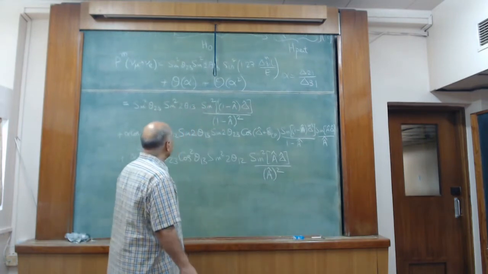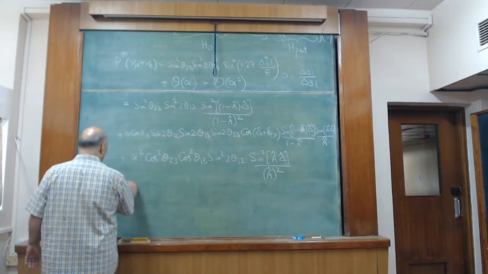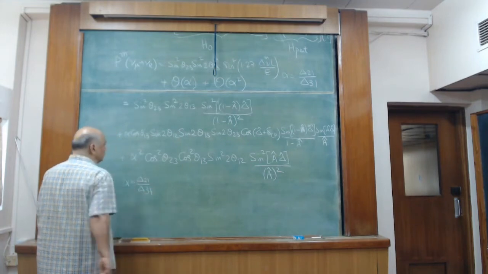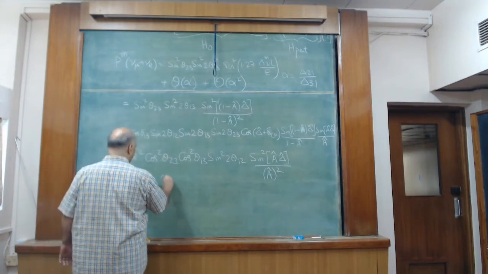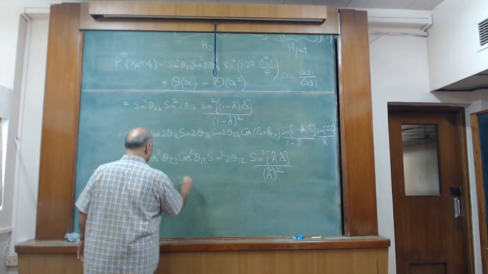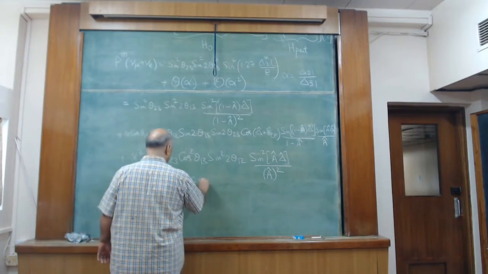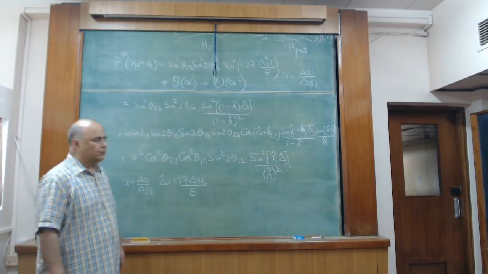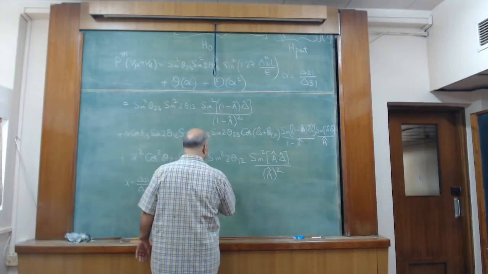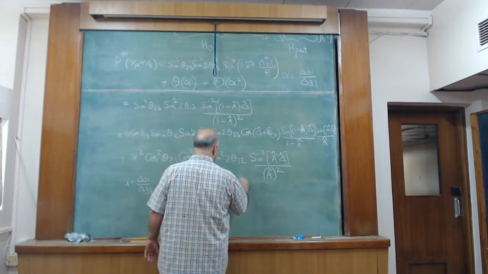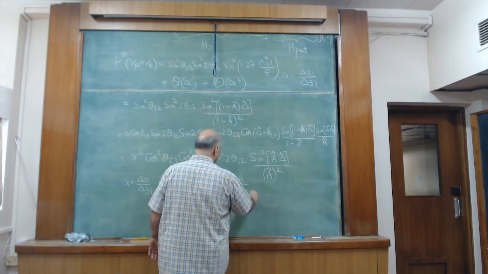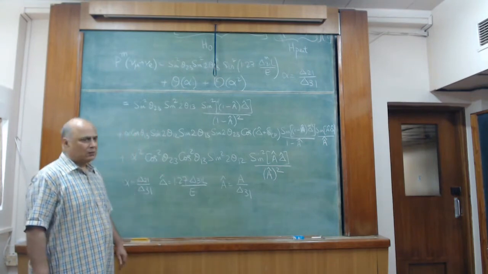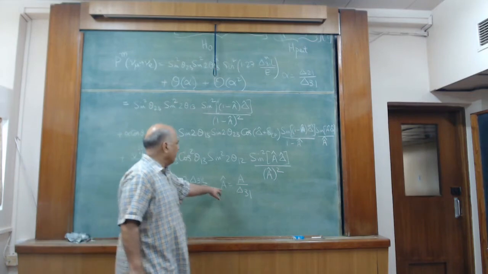Here I have introduced various bits of notation. Alpha, of course, is delta 21 by delta 31. This delta hat is 1.27 delta 31 L over E. So that's a dimensionless number. And A hat is A divided by delta 31, which is also a dimensionless number. I have introduced three dimensionless numbers: alpha, delta hat, and A hat.